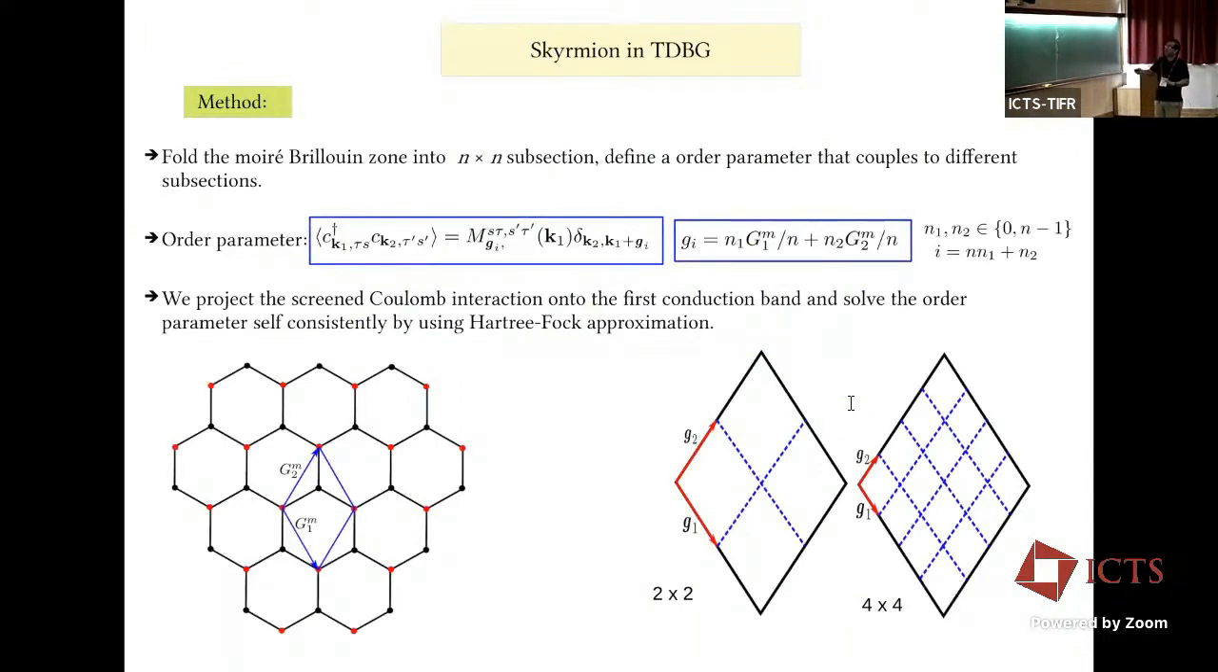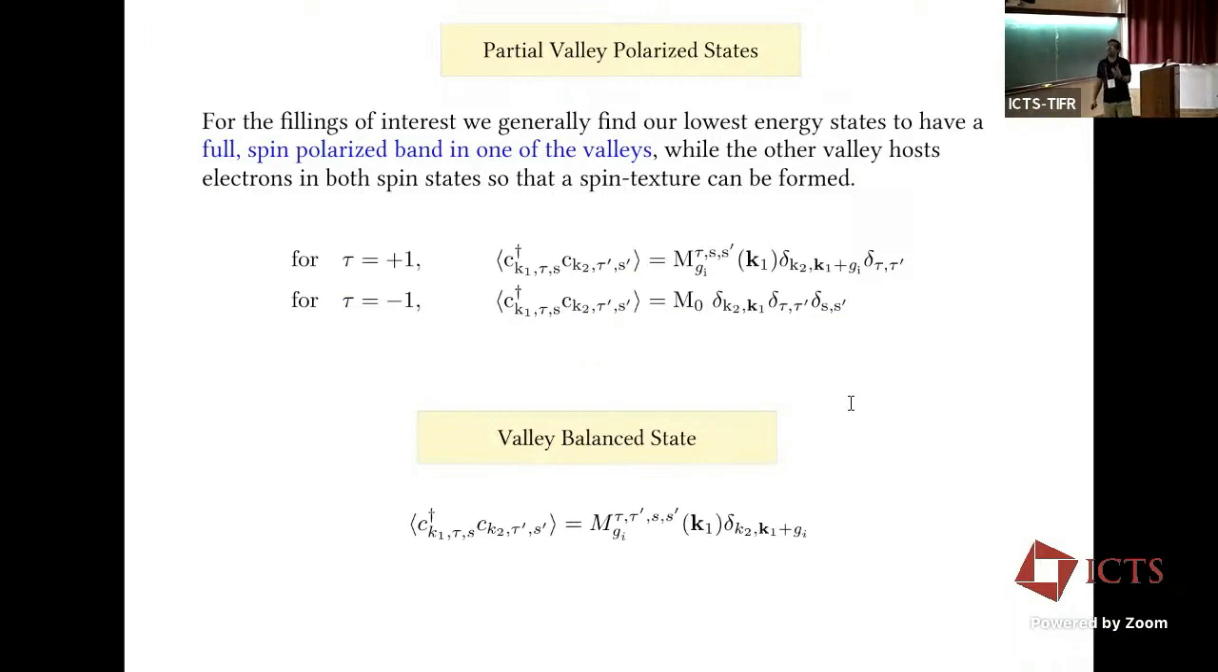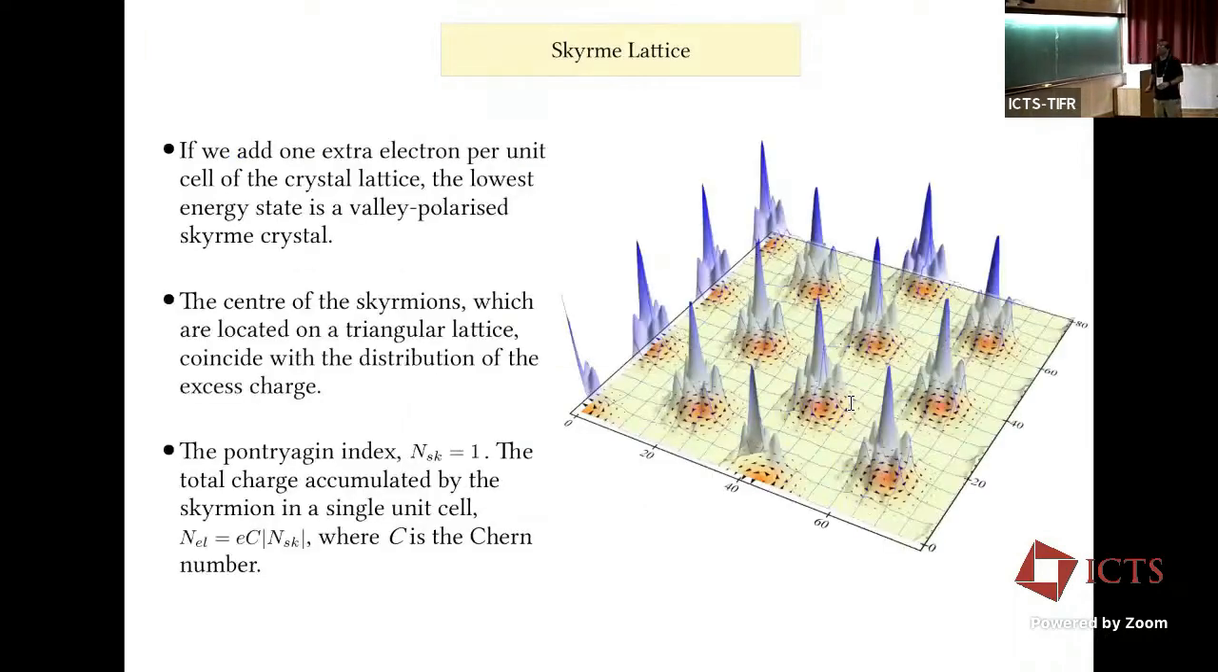Okay, so we are doing some Hartree-Fock. I'm not going into details of it. Let me just mention that we find always that when the system is partially valley polarized, what I mean is that one of the valleys is fully spin polarized, the other valley has all the excess charge, and that excess charge can have whatever texture and distribution. So that has lower energy than having a valley coherent state where charges are equally distributed. So this is one of the results we have.